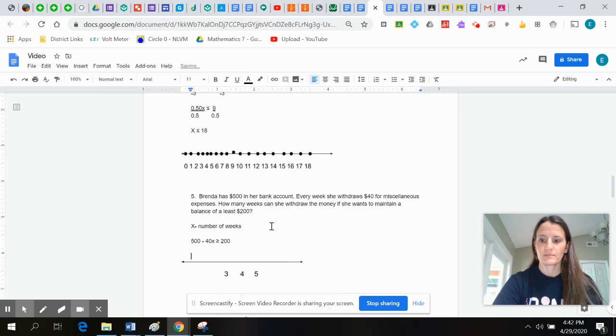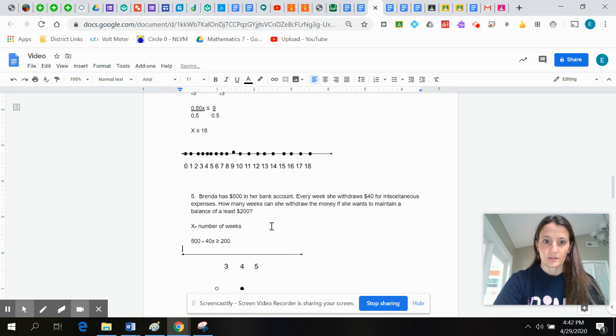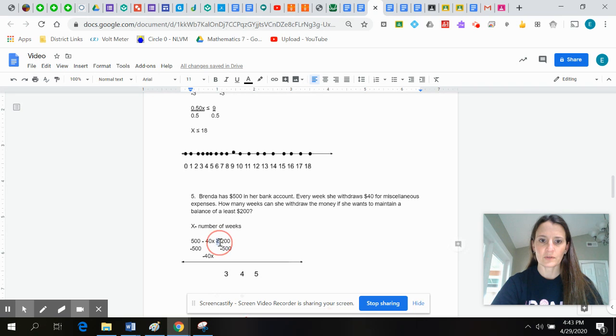So let's solve it. So we would subtract 500 from both sides. Whoops, not 5,000, 500. So it's not 40x, it's negative 40x. Always be mindful of the sign in front of the number. So it's minus 40x. Negative 40x is greater than or equal to negative 300. That might throw you off, but it will work out.